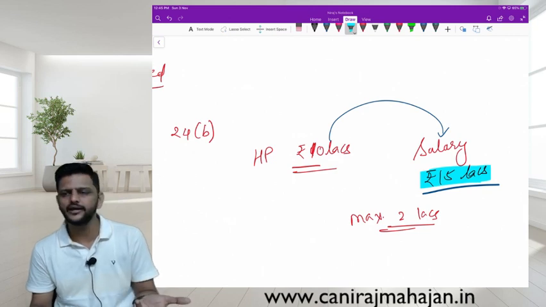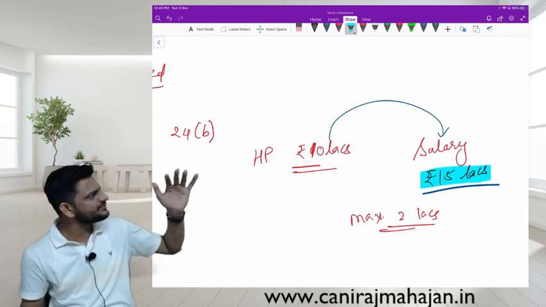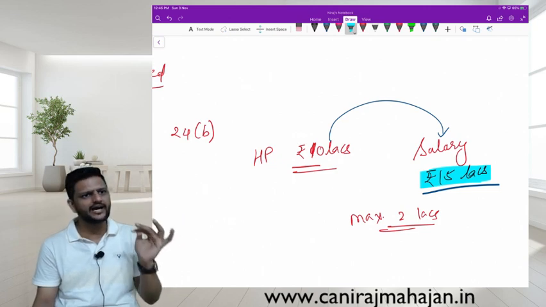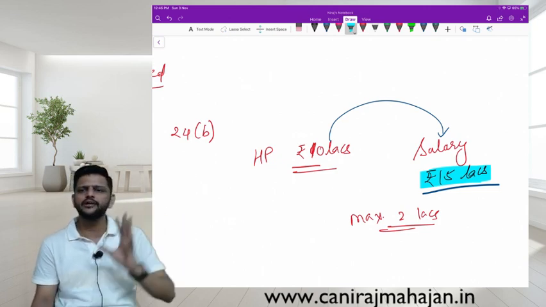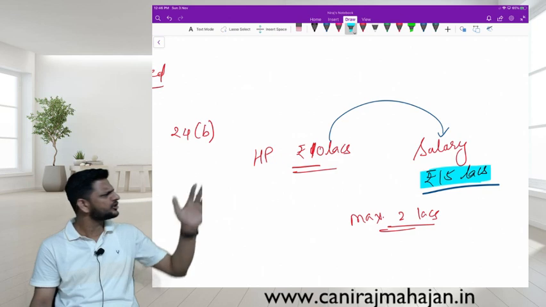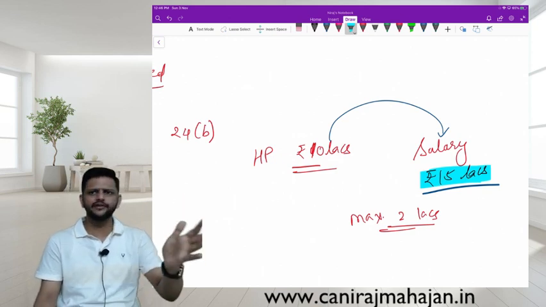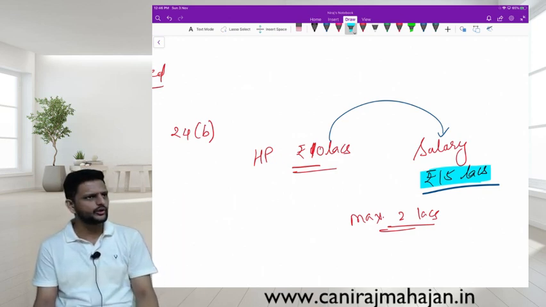First 2.5 lakhs, exempt. All these adjustments happen before GTI. After GTI, what remains? Only Chapter 6A deductions. These are all internal calculations, just like we did all this clubbing. Are you following or no?